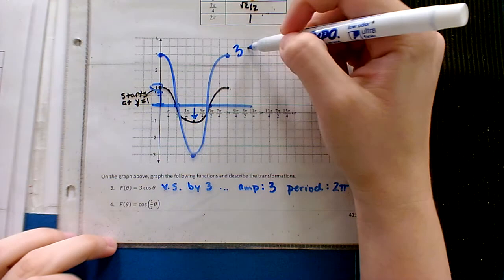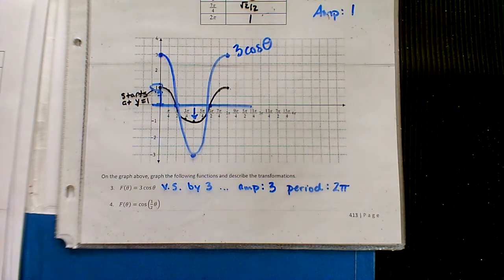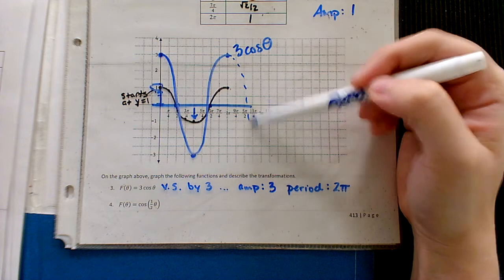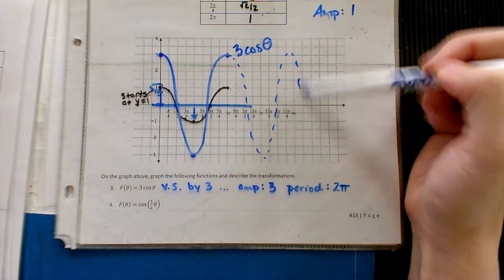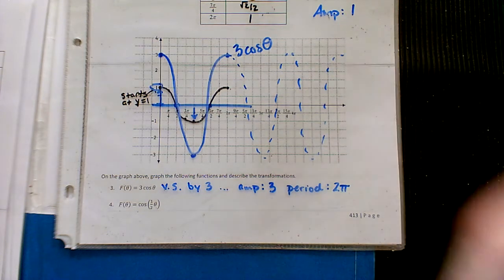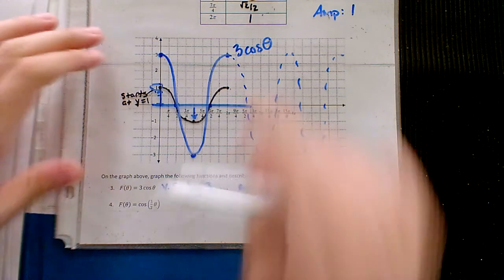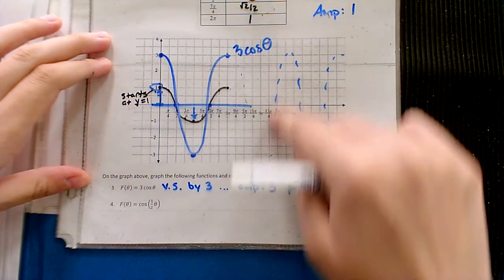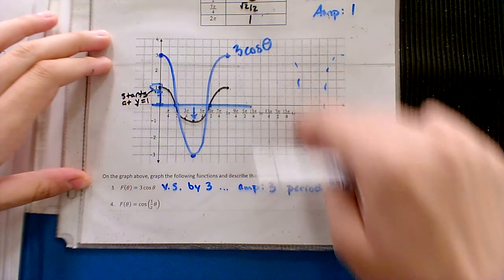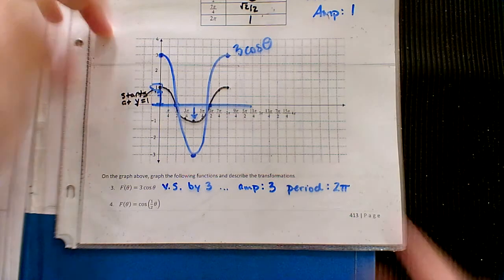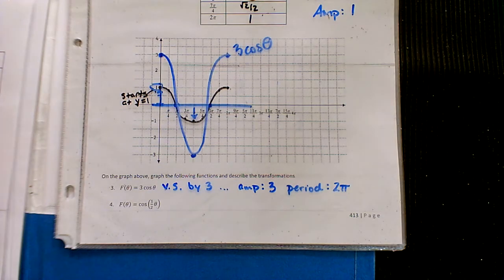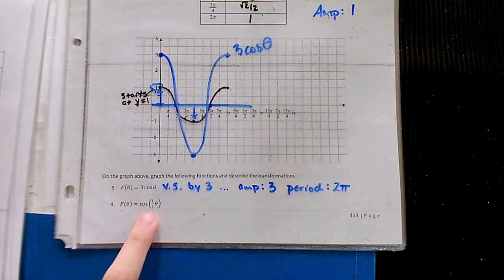All right, maybe we want to label that one as 3 cosine theta. Obviously, if we wanted to, we could continue the pattern, because this would be a periodic function. But so our paper doesn't get too busy, I think we'll just keep it to 1 cycle. But realize you could continue the pattern.